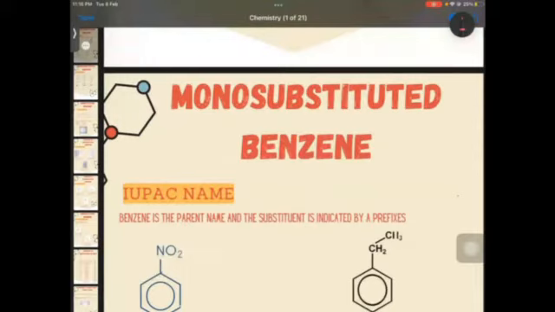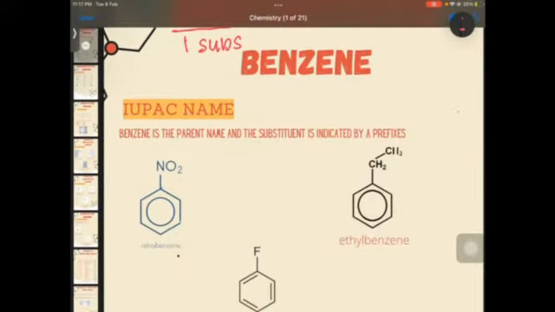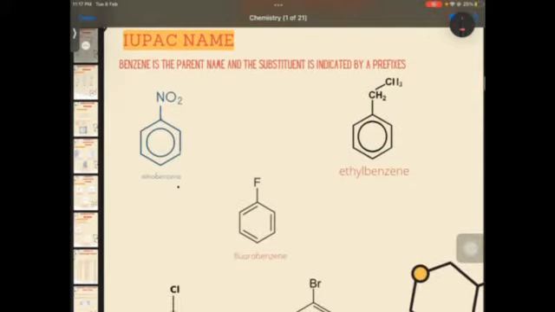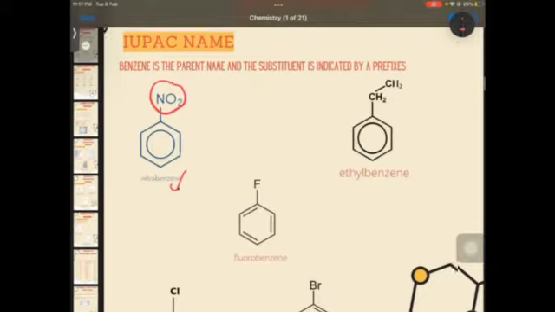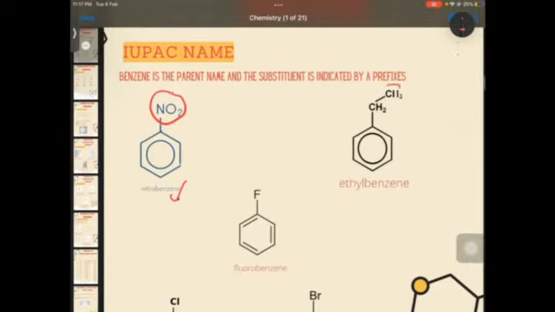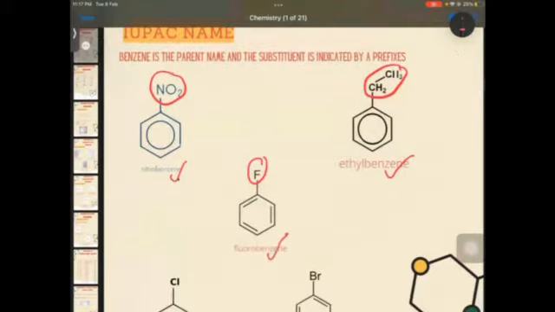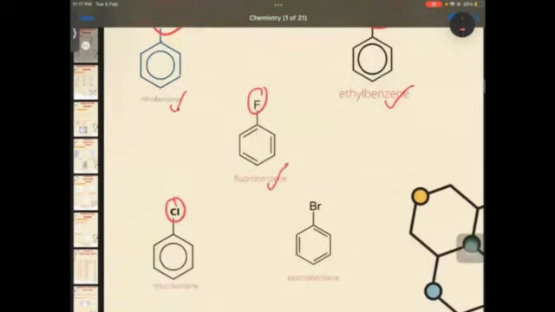Monosubstituted benzene. Mono means one substituent. So, according to IUPAC name, benzene is the parent name and the substituent is indicated by a prefix. So, NO2 attached in carbon number 1 with a benzene ring, it can be nitrobenzene. It goes the same to ethylbenzene. Ethyl attached in carbon number 1 with a benzene ring, it can be ethylbenzene. F attached to carbon number 1 with a benzene ring, it can be fluorobenzene, and so on to the chloro and bromo.